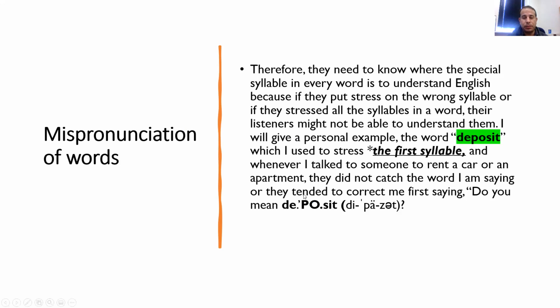So the second syllable is the stressed one. What do we mean by a stressed syllable? This is a special syllable. This is the super syllable in the word. He is the guest. Everyone is paying attention to it. Okay?